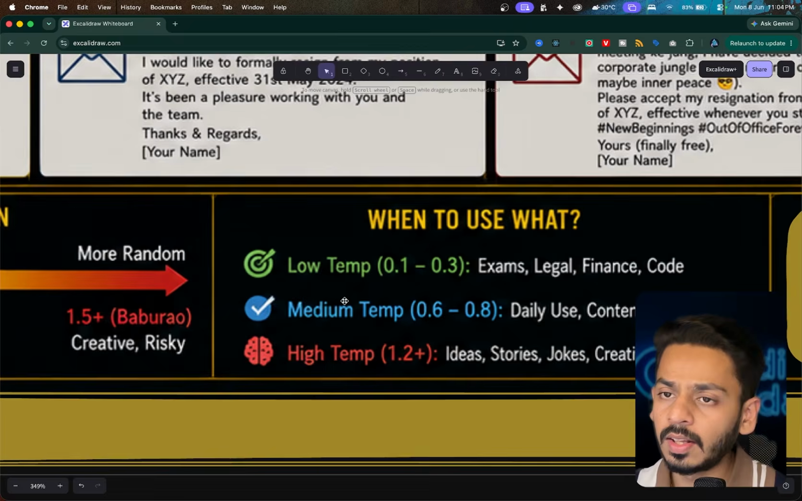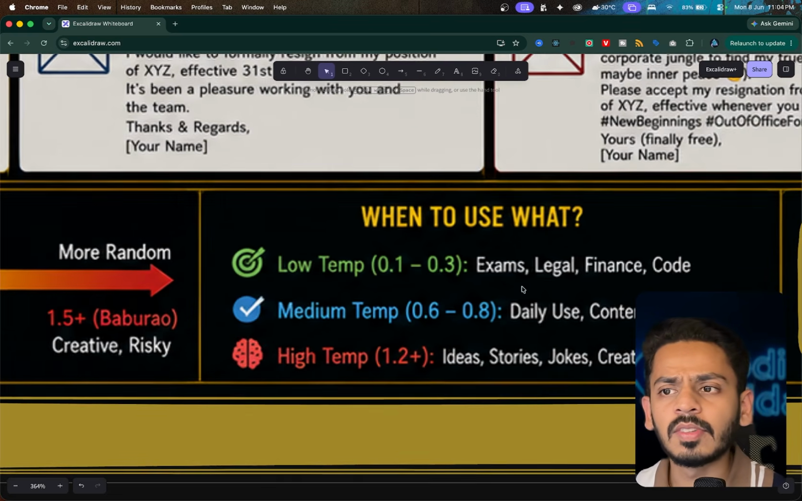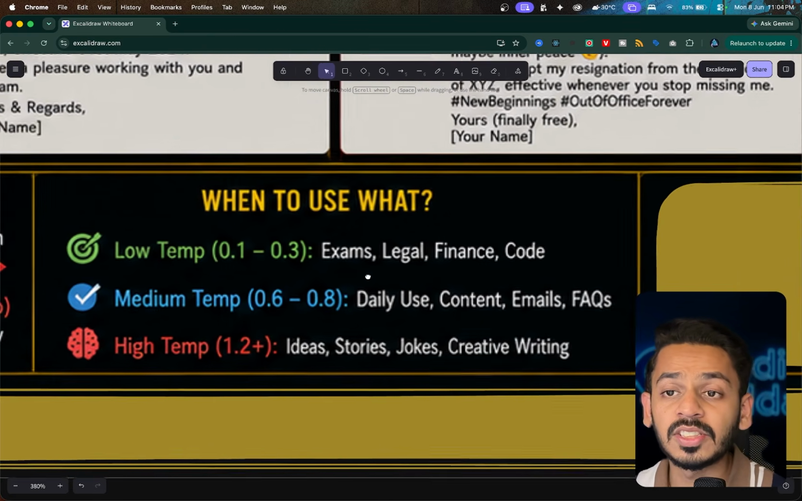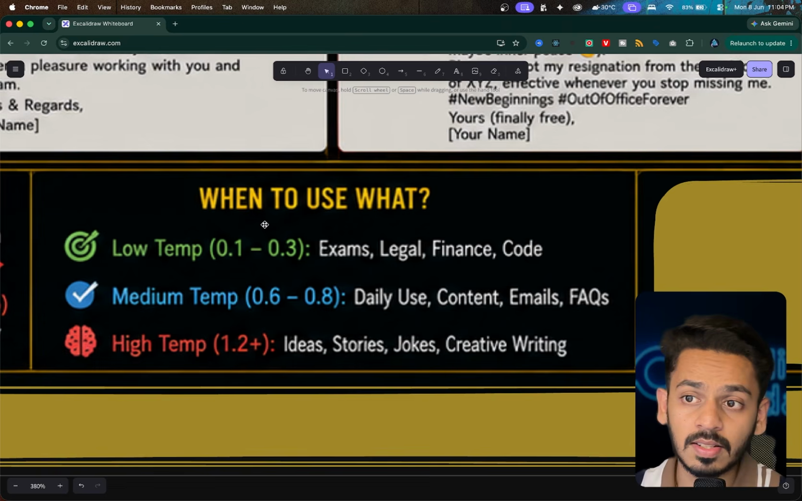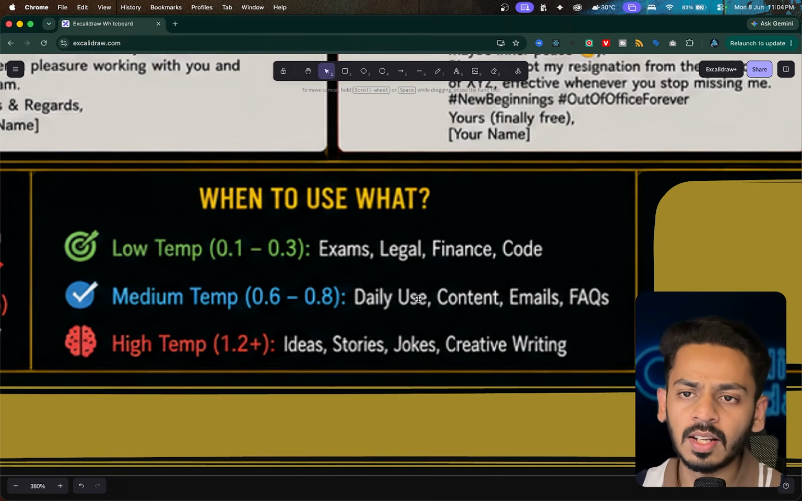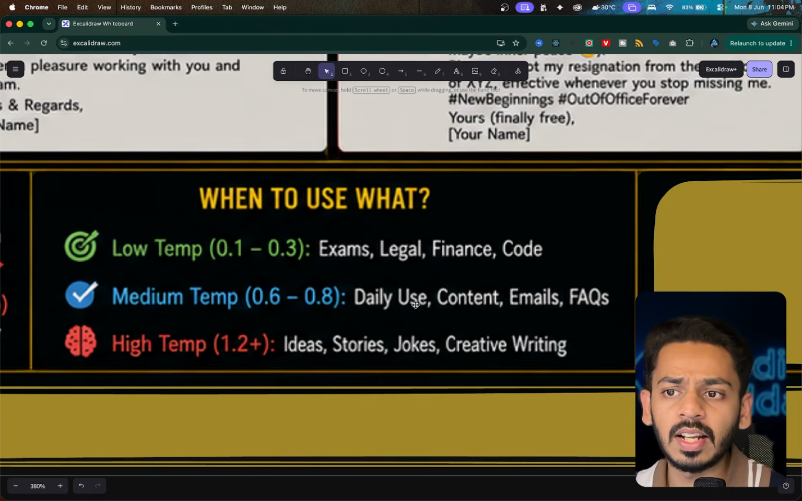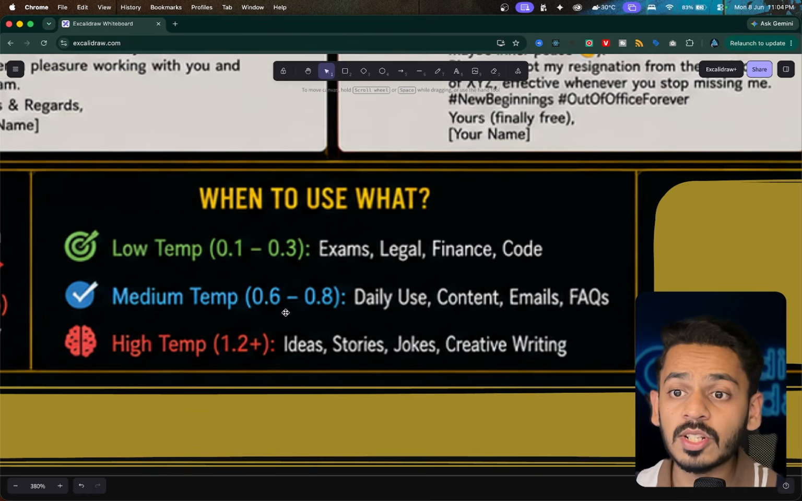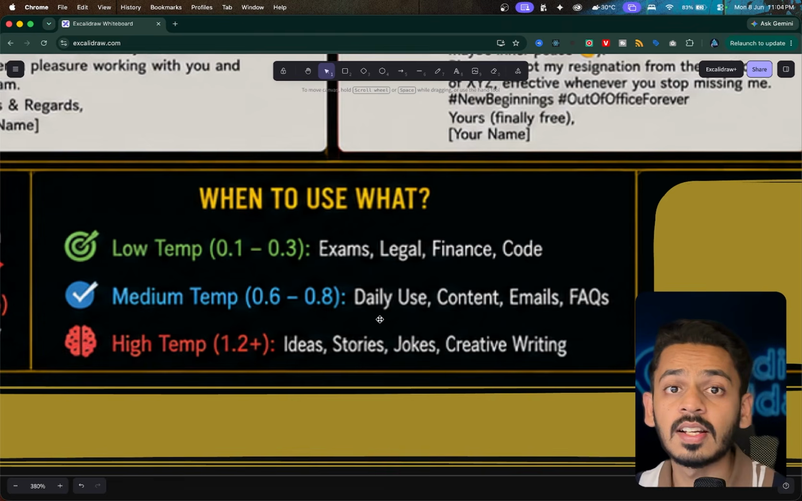Okay. When to use what? When you are doing anything related to exams, legal answers, finance, or code, that's where you go with lower temperatures. Medium temperatures are used for daily use, content, emails, FAQs, whereas high temperatures are used to get ideas, stories, jokes, creative writing.